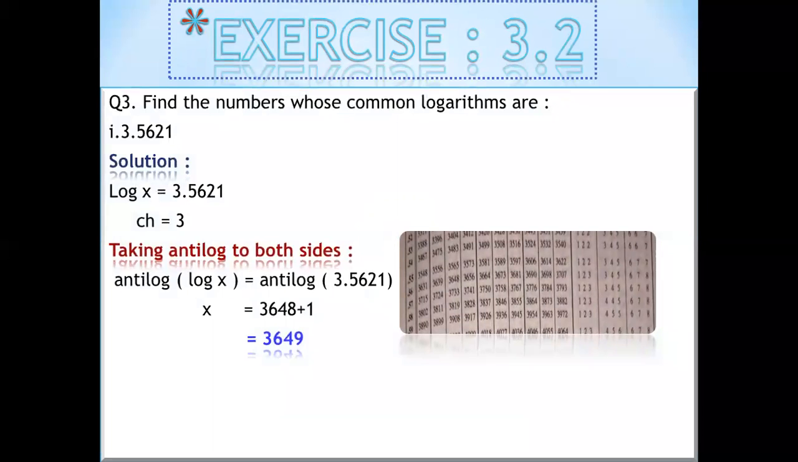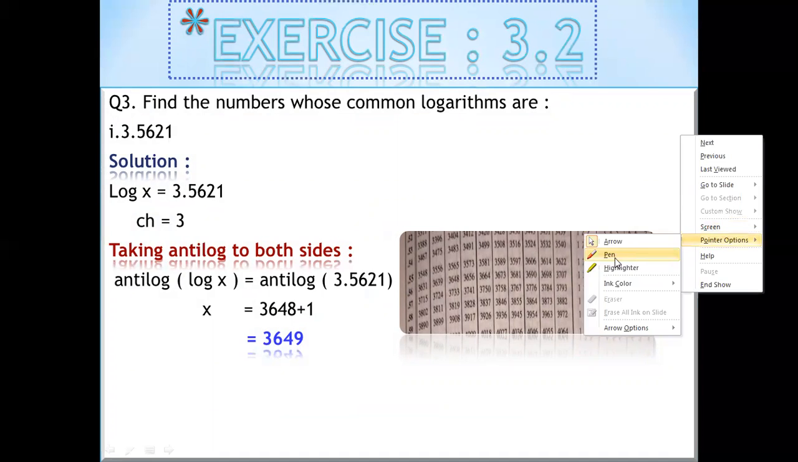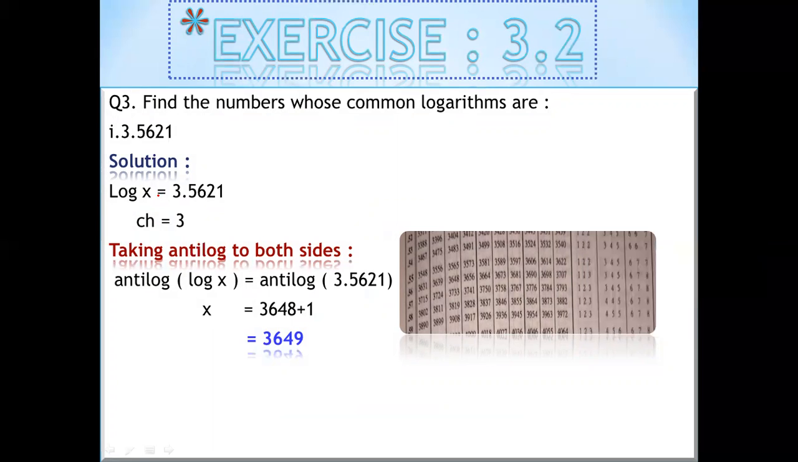Question number 3 is: find the number whose common logarithms are 3.5621 and minus 1.7427. Now the logarithm is already given and we calculate the anti-logarithm. Anti-logarithm and log are inverses of each other, like multiplication and division, or addition and subtraction.